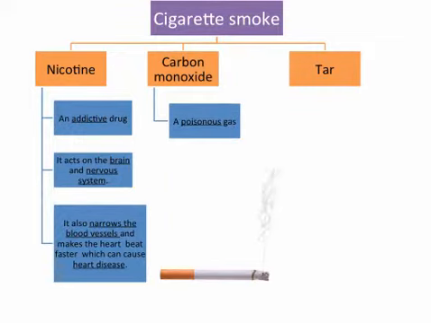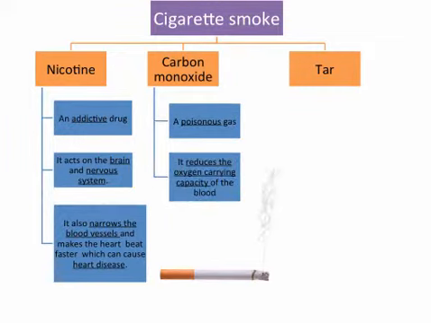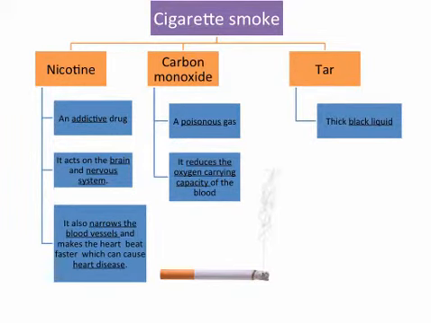Now, carbon monoxide is a poisonous gas. Basically, it reduces the oxygen carrying capacity of the blood. This is because it takes the place of oxygen in the hemoglobin, preventing your red blood cells from carrying as much oxygen.